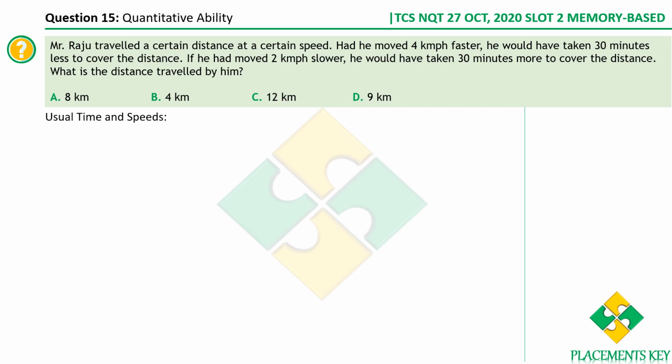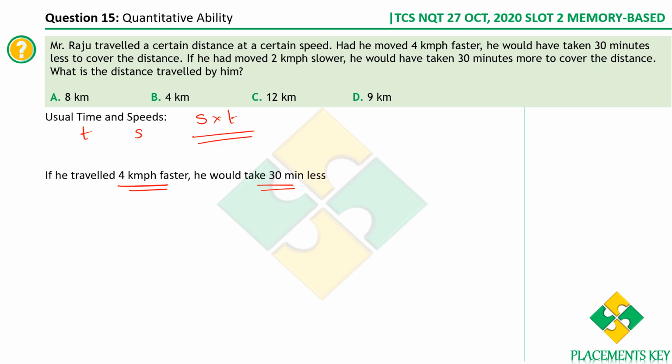Let's assume the usual time is t and the usual speed is s. Then the usual distance covered is s into t. Now, he's traveling 4 kilometers per hour faster, and he would have taken 30 minutes less. So the speed is s plus 4, whereas the time is t minus half. Therefore, the distance covered is (s plus 4) into (t minus half).